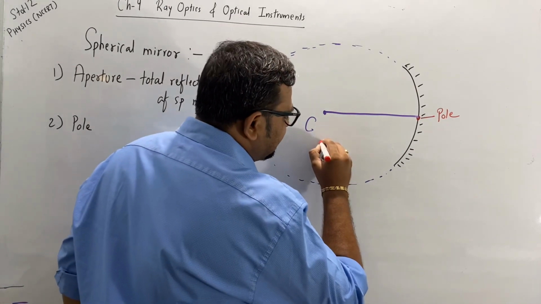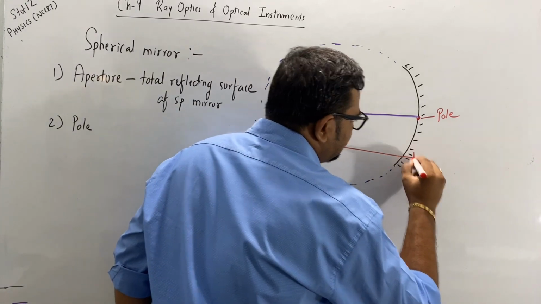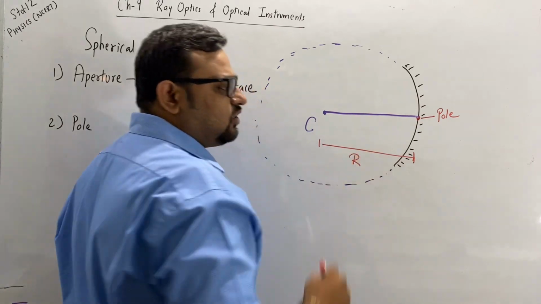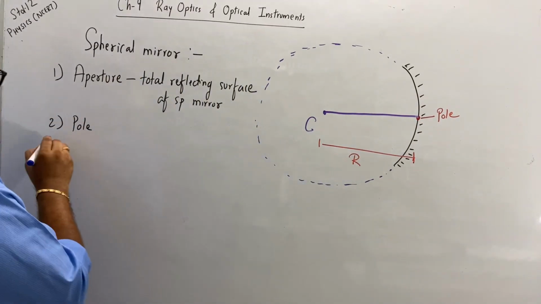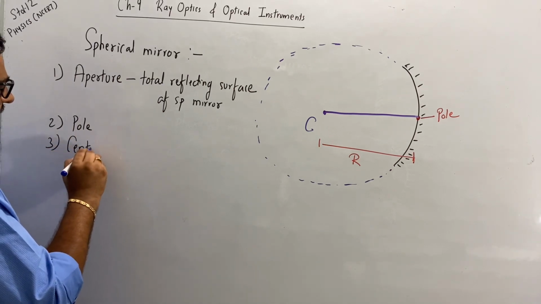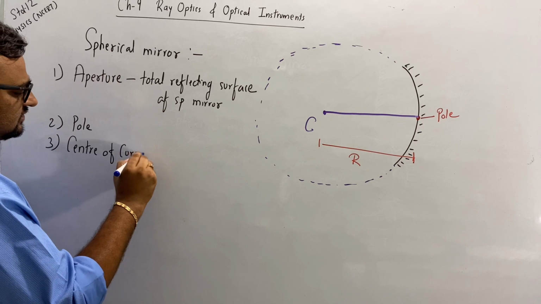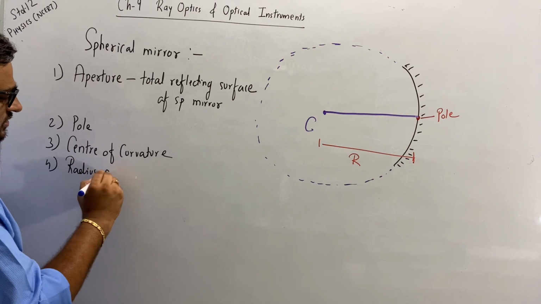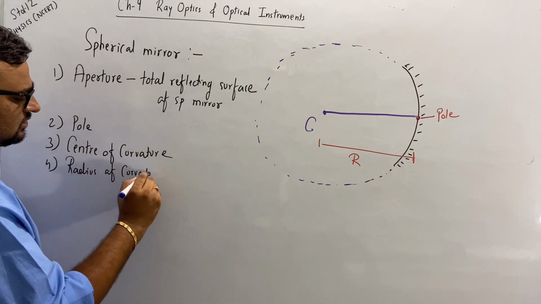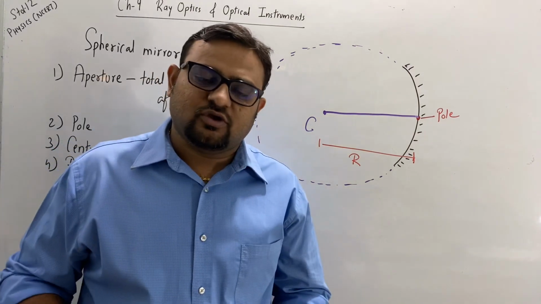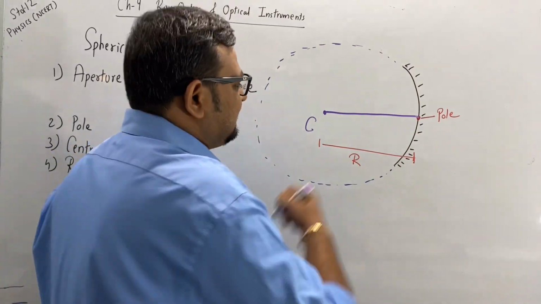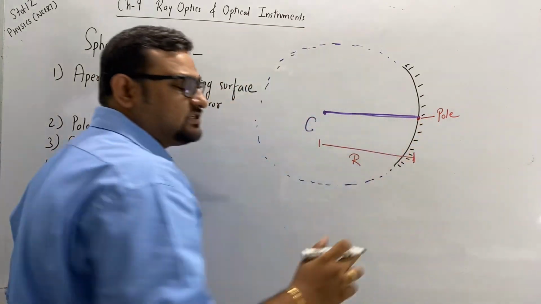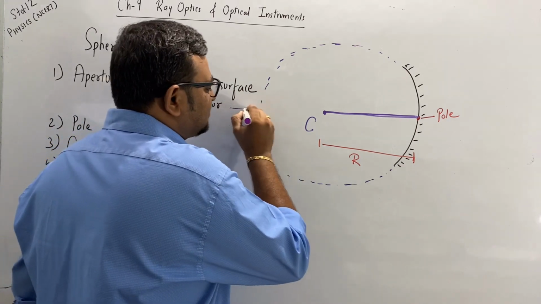Okay, and this distance from the pole to center is called radius of curvature. Okay, so we studied two things, center of curvature and radius of curvature. Okay, this line, the line joining center of curvature and pole. See, I'm using the word line, so I can extend it also.